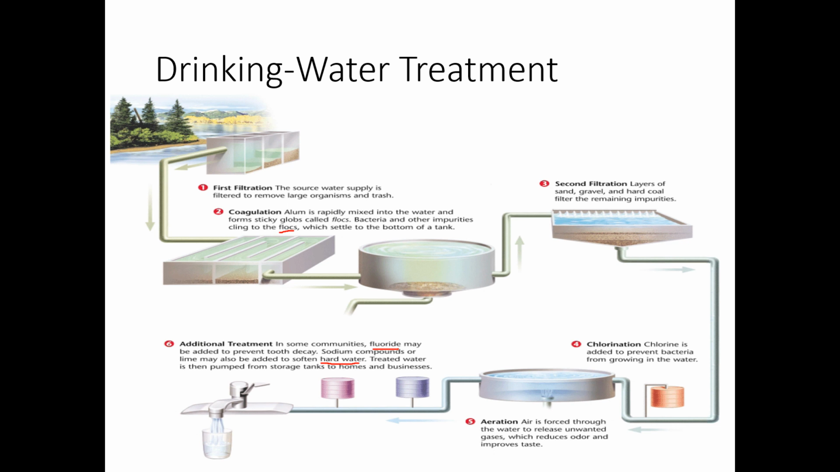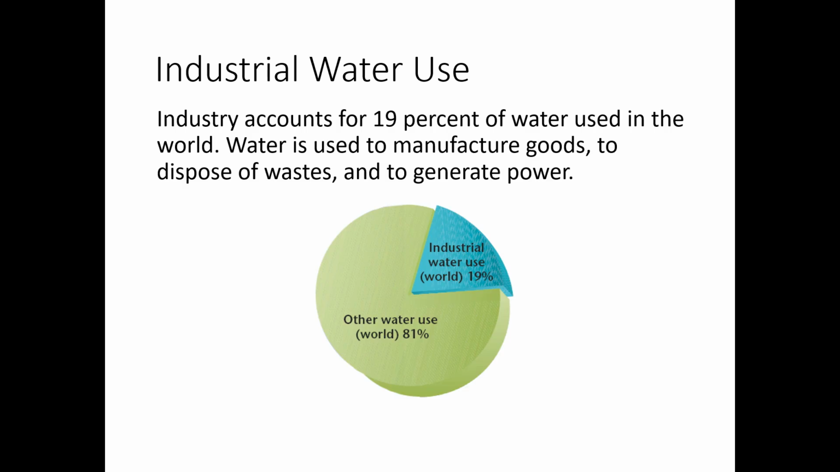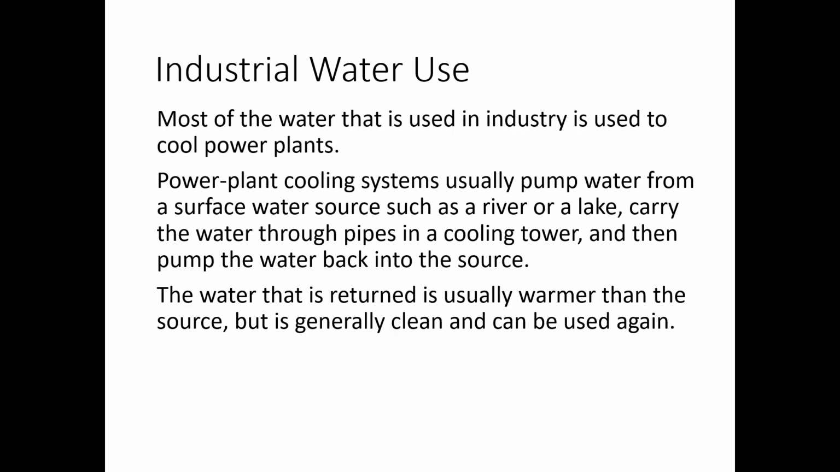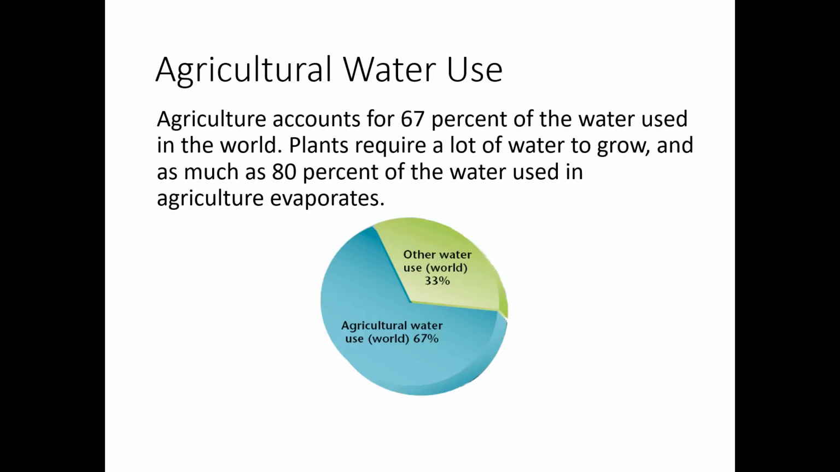And then you can store that water in storage tanks for homes and businesses, into your water towers. Okay, we kind of already talked about this. Industrial water use is about 19% in the world, and industrial use is talking about using water for manufacturing goods, disposing of waste, and also to generate power. We talked about this with the power plant cooling system, using the water to cool down the power plants.